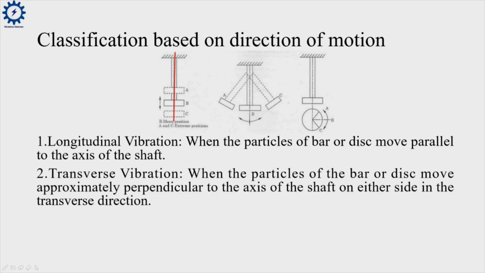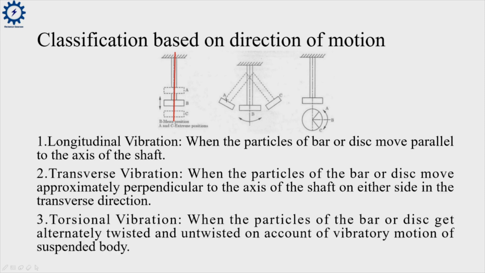In transverse vibration, the particles of the bar or disc move approximately perpendicular to the axis of the shaft on either side. And the third category is torsional vibration. In torsional vibration, particles of the bar or disc get alternately twisted and untwisted on account of the vibratory motion of the suspended body. So this is the figure which represents torsional vibration.